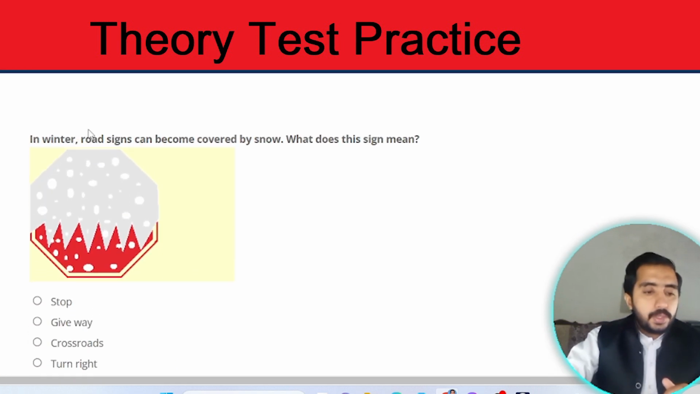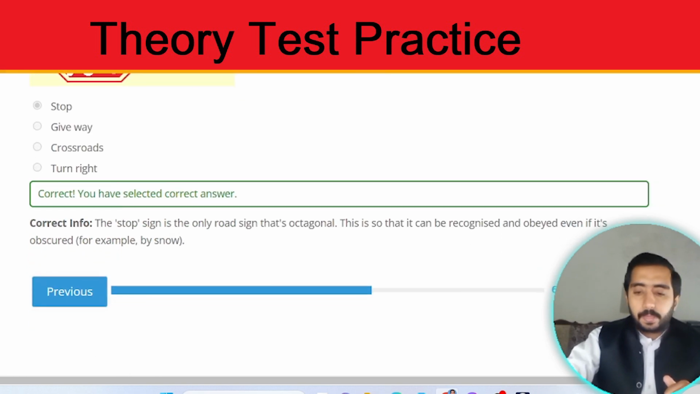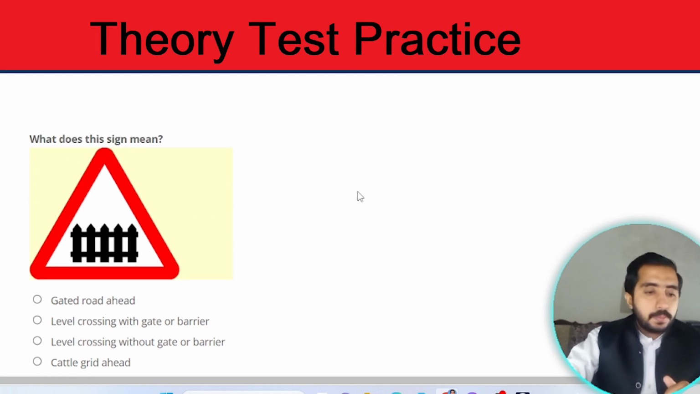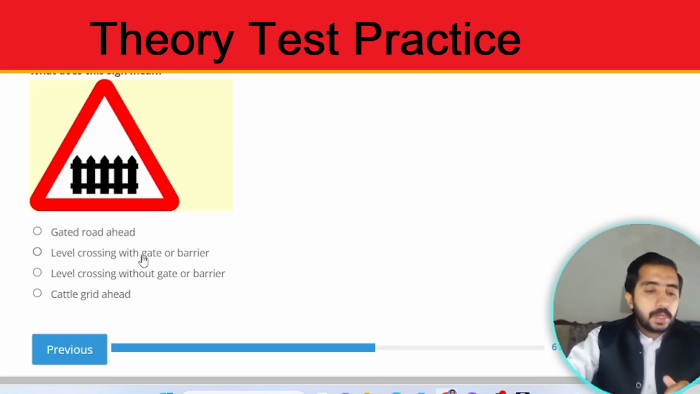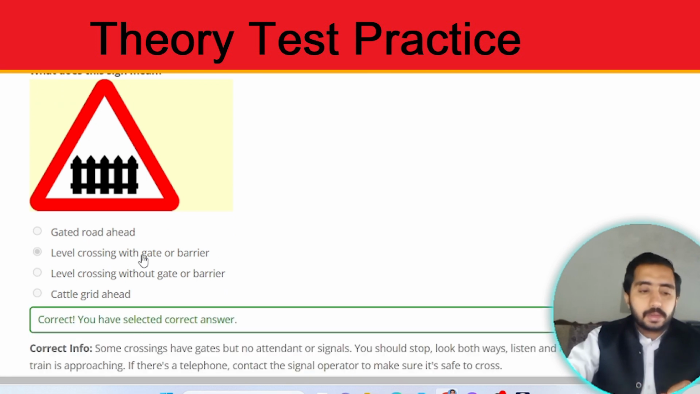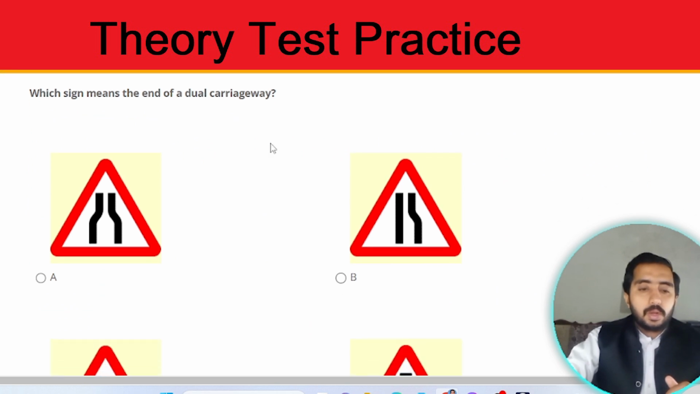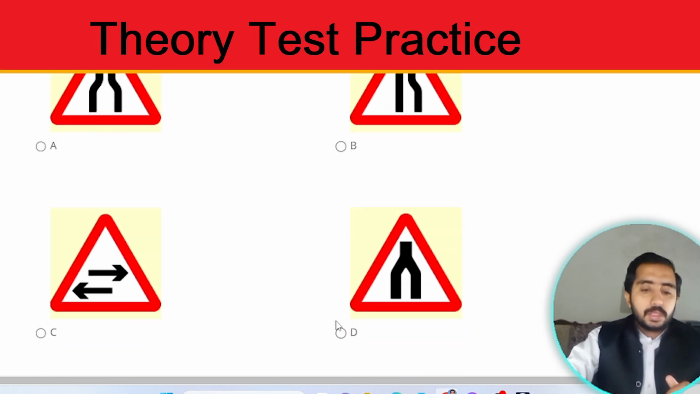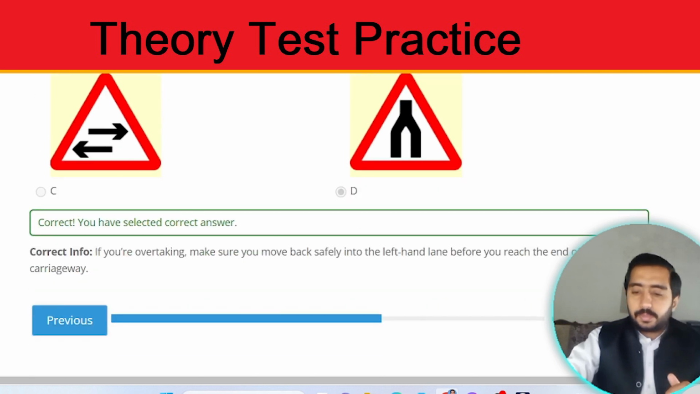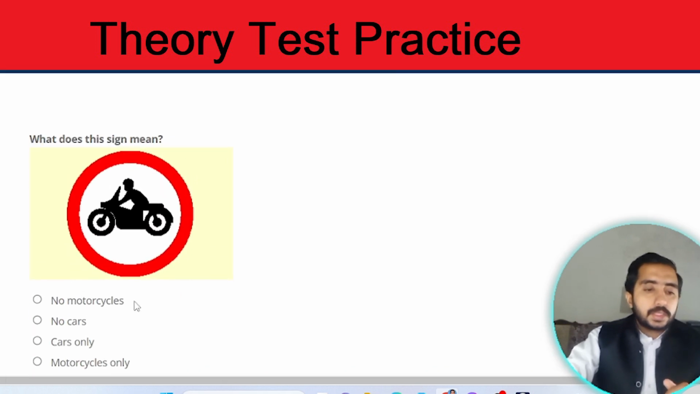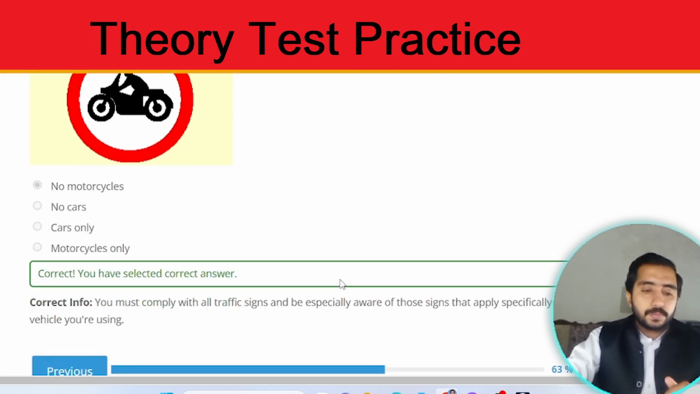Next symbol. In winter, road signs can become covered by snow. What does this sign mean? This sign means that you need to stop. Next one. Our next symbol is represented by level crossing with gate or barrier. Which sign means the end of a dual carriageway? The correct answer is option D. Next one. What does this sign mean? This sign is represented by no motorcycles.